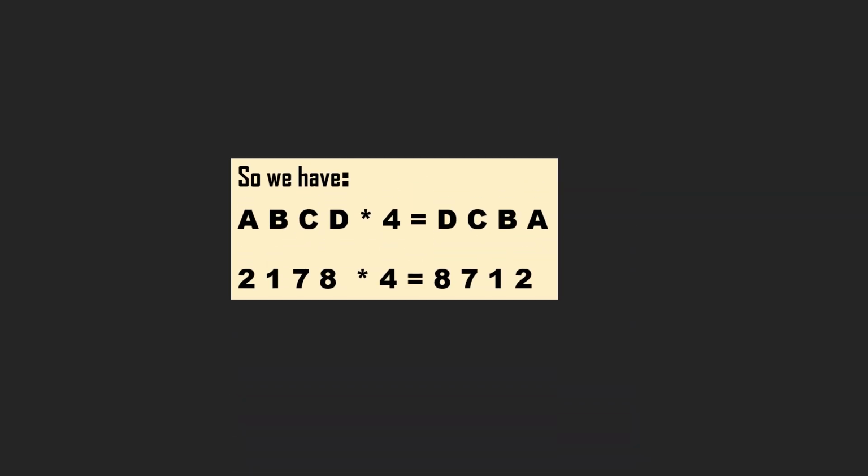So we have A is 2, B is 1, C is 7, and D is 8. We can check. 2178 into 4 is equal to 8712.